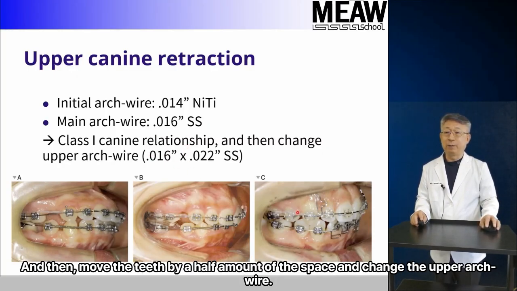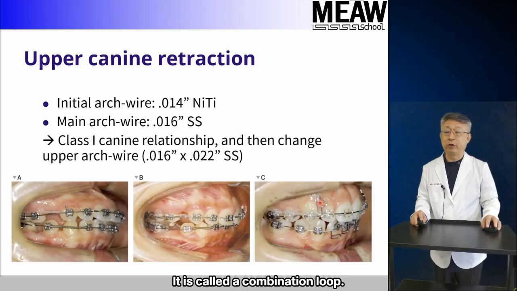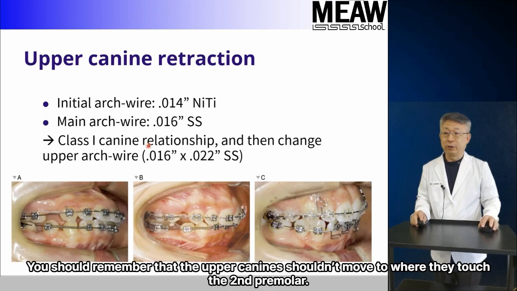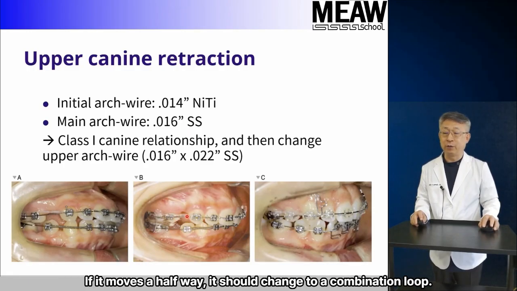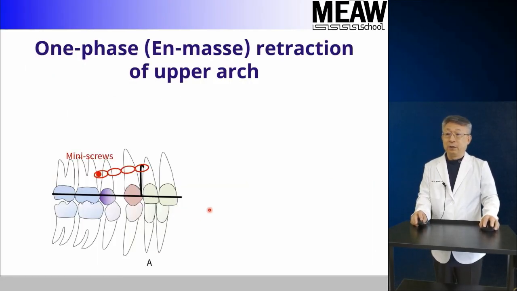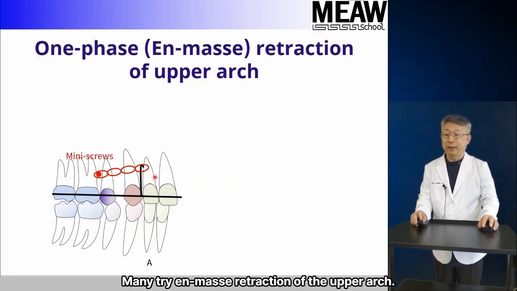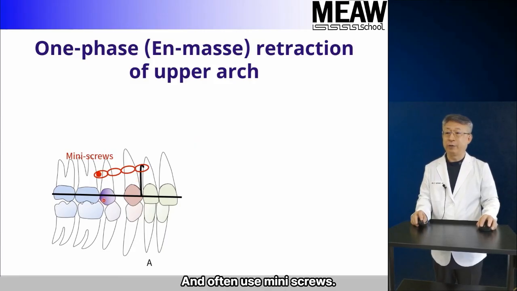And then, move the teeth by a half amount of the space and change the upper arch wire. It is called a combination loop. 016×02 SS arch wire is used. You should remember that the upper canines shouldn't move to where they touch the second premolar. If it moves halfway, it should change to a combination loop. Many try en masse retraction of the upper arch, and often use mini screws.